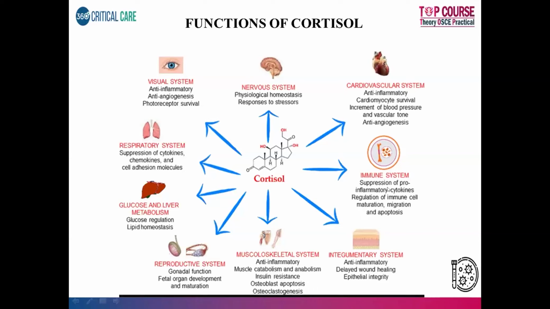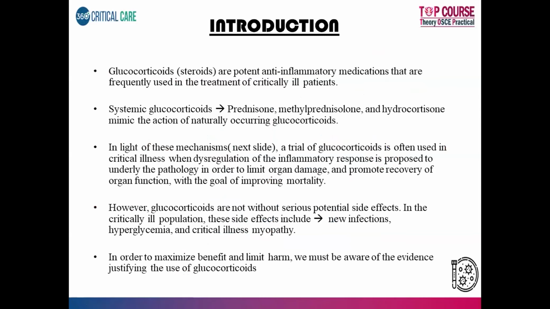In the immune system, it suppresses the pro-inflammatory cytokines. There is a regulation of the immune cell maturation, migration, as well as apoptosis. In the musculoskeletal system, it has anti-inflammatory properties. It has muscle catabolism and anabolism properties. There is insulin resistance and osteoblast apoptosis and osteoclastogenesis. In the reproductive system, it is very important for gonadal function and fetal organ maturation. It also helps in glucose regulation and lipid homeostasis. And in the respiratory system, it has suppression of cytokines, chemokines, and cell adhesion molecules.